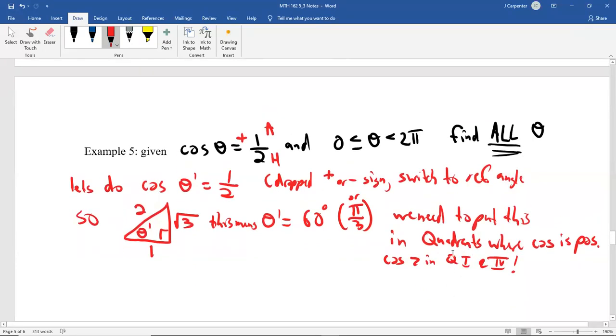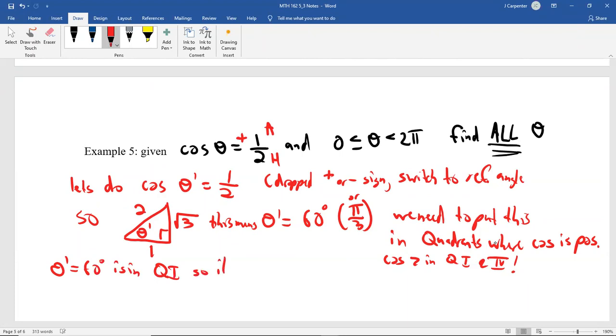So we need angles in quadrant 1 and 4. Our reference angle of 60 degrees is actually in quadrant 1. So theta prime equals 60 degrees is in quadrant 1. So it is one of the answers. So we can say, I'll use subnotation for this. The first angle is 60 degrees. That's the first possible answer. And if you go back to the original black ink, the original problem, the cosine of 60 degrees is positive 1/2.